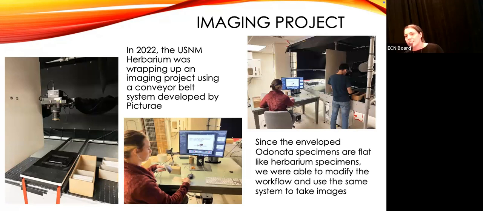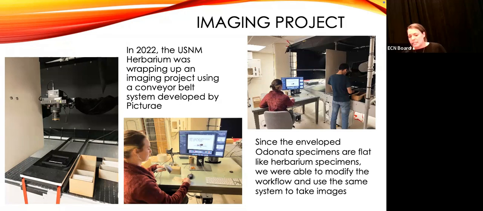So because all of these insects were already individually databased, they lent themselves well to a quick imaging project. So in 2022, our herbarium was wrapping up their own full collection digitization. They were utilizing a conveyor belt, which many other herbariums have used. It's a system that was developed by Picturae. Torsten Deco gave a talk on the imaging of the Odonata specimens a few years ago. So if you have any questions about how we actually imaged and what those individual photos look like, I would be more than happy to send you a PDF of his talk.